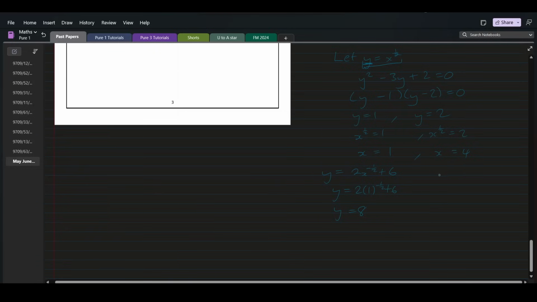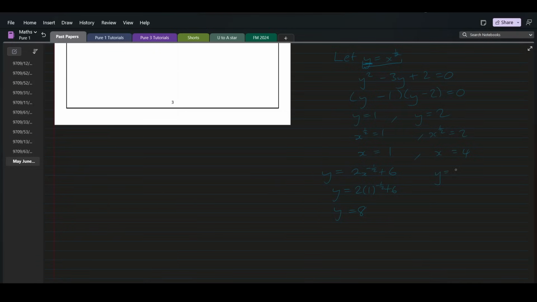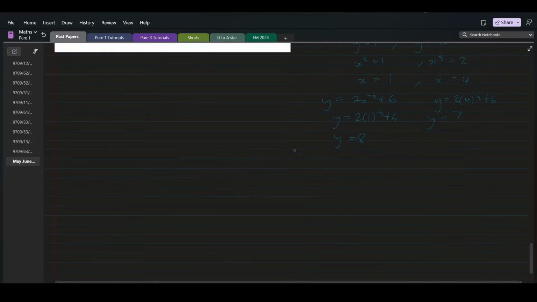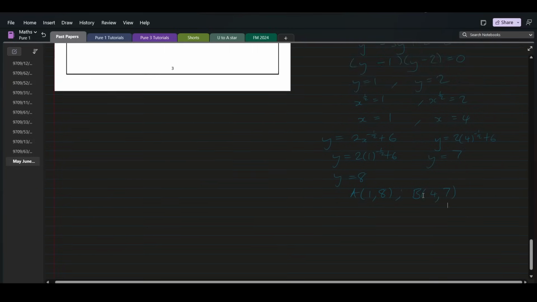And then at x is equal to 4, you get y is equal to 2 times 4 to the negative half, and this is plus 6. So if you punch this into the calculator, 2 times 4 to the negative half plus 6, that gives us a 7. Okay, and so this means that the coordinates of A and B are: A is (1, 8) and B is (4, 7), and this would be the final answer for part A.